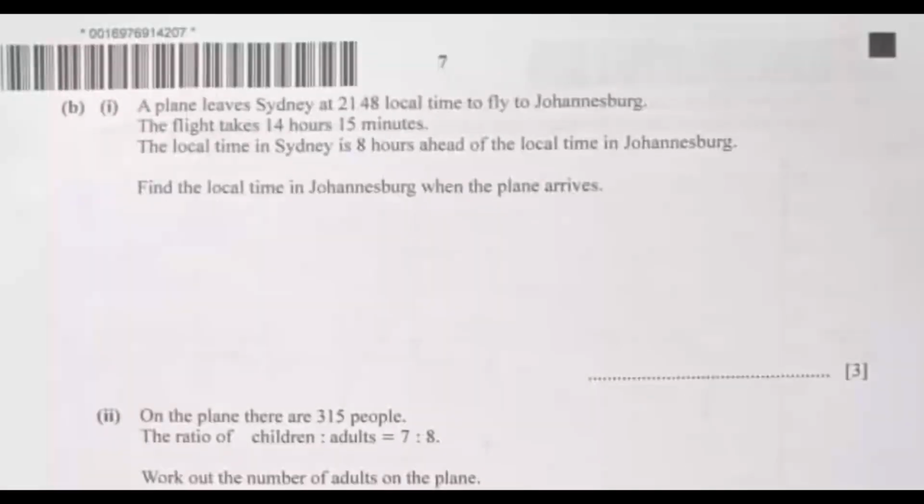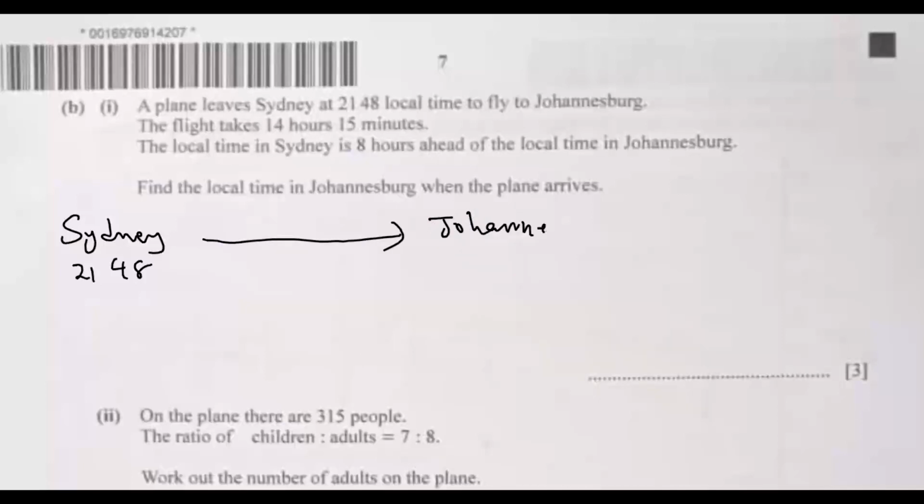This is the next question. A plane leaves Sydney at 21:48 local time. So we can write Sydney here. So the departure time is 21:48 local time. So to fly to Johannesburg, so that will be Johannesburg. Okay, so the flight takes 14 hours 15 minutes. So we have 14 hours 15 minutes.